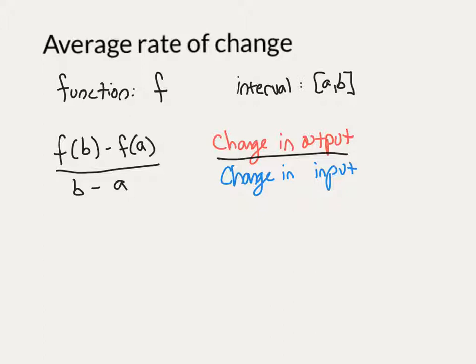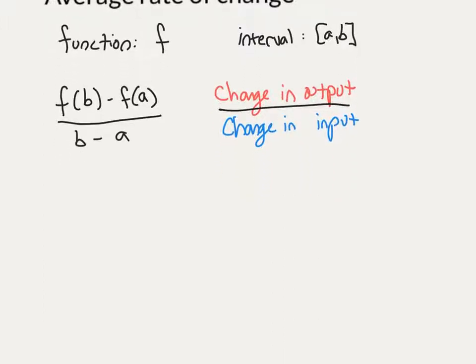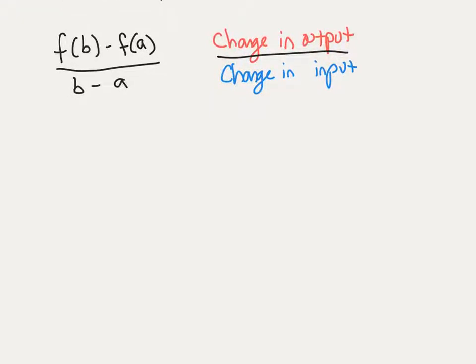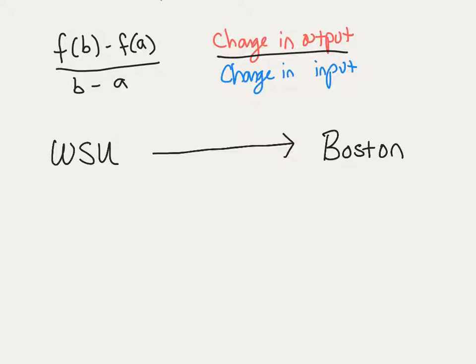So to put this into context, let's think about a quick example here. I'm going to give myself a little bit more space. Suppose we have a situation where I'm going to travel from Westfield State University all the way into Boston. If you travel from Westfield State University to Boston, your whole trip is going to be 100 miles. So it'll be a 100-mile trip.